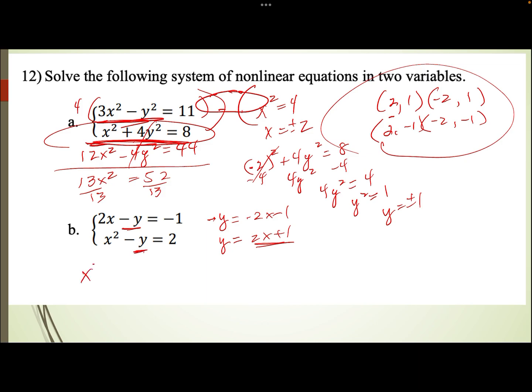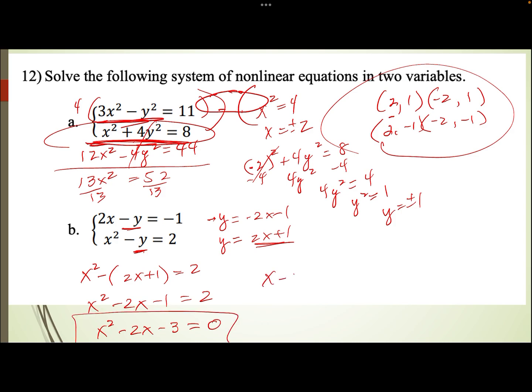So I get x squared minus y, which is 2x plus 1, equals 2. So I get x squared minus 2x minus 1 equals 2. It's a quadratic, so I need to set it equal to 0. So I'm going to minus the 2. And now I just need to factor it. I need factors of 3 that give me a difference of 2, which is negative 3 and 1. So x equals 3 or negative 1.